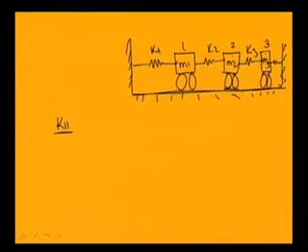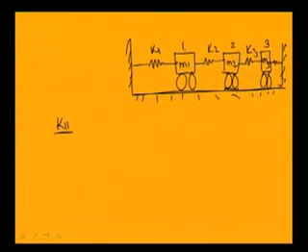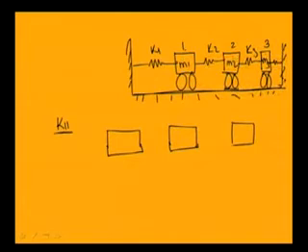So, let us draw the free body diagram to determine this. This is mass 1, mass 2, and this is mass 3. We have to find what is the force required at 1 to have unit displacement at 1. If it has a unit displacement at 1, this spring will be stretched by an amount 1, and so it will exert a force in the opposite direction, with magnitude equal to K1.